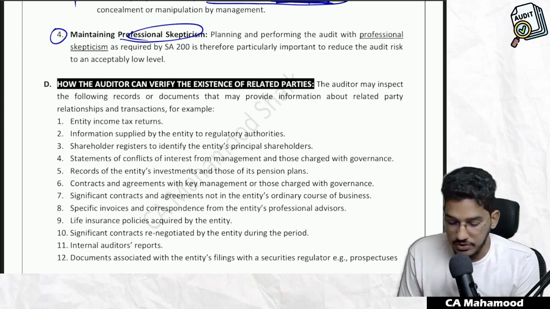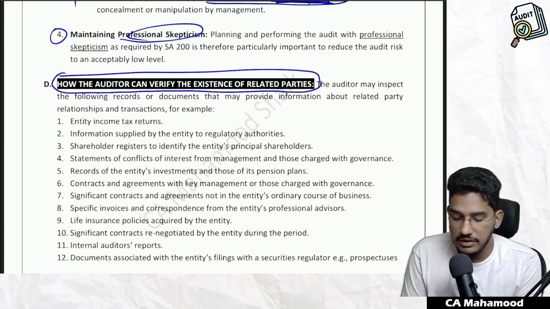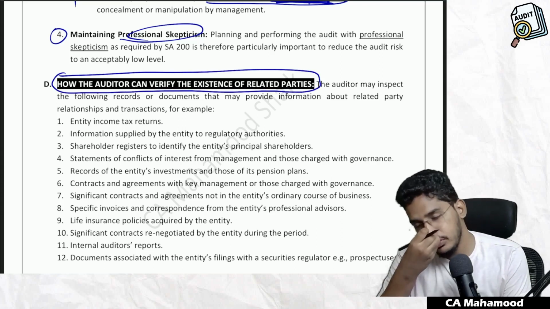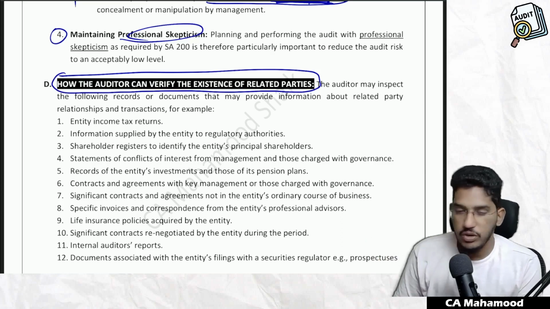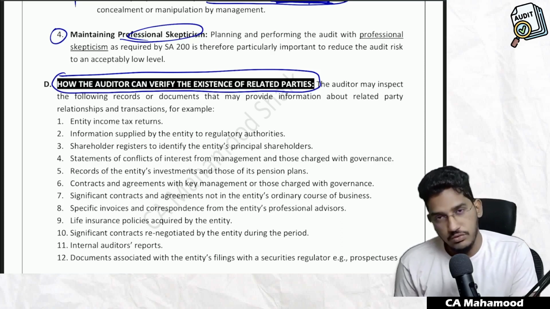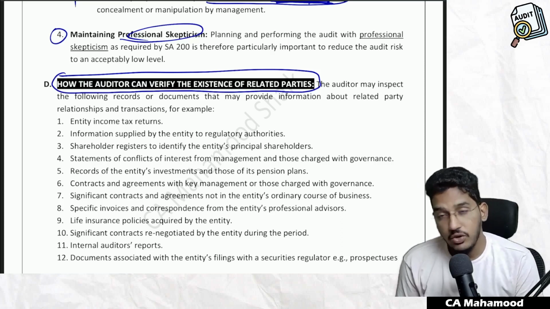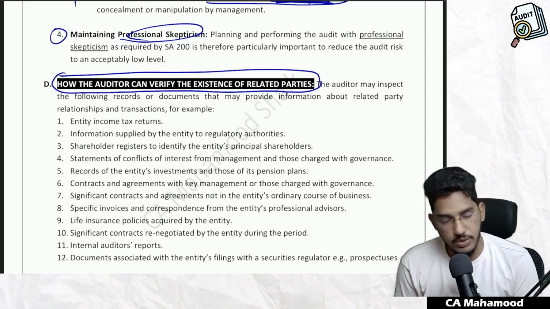Now let us come to the next point. How the auditor can verify the existence of related party transactions. Till now you have to do a lot of things regarding related parties, but will the standard not provide us any guidance where to look to identify related parties, which documents we should study? The standard should at least guide us, no? So don't worry, the standard has guided us how an auditor can verify the existence of related parties, what documents he has to verify, what things he has to check. They have given a few examples.